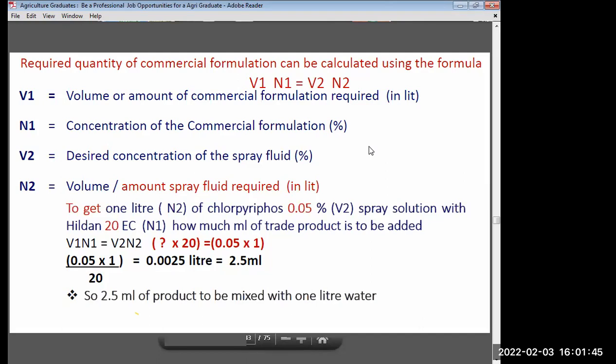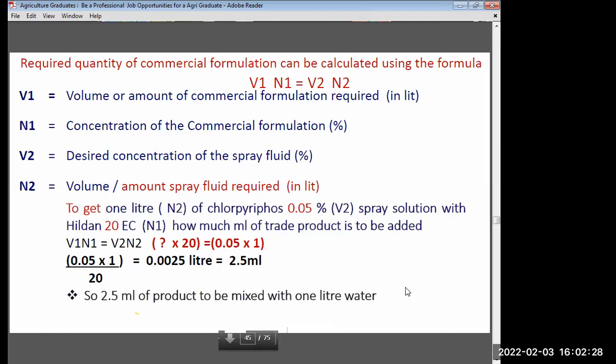Suppose for 1 liter, we see how much is needed. 1 liter, so 0.05 into 1 divided by 20 gives 0.025 liter. 0.025 liter is equal to 2.5 ml. So 2.5 ml of product can be mixed with 1 liter. For 200 liters of spray fluid, for our 1 acre, 200 into 2.5 ml is 500 ml. Suppose you are having 3 acres of rice crop, 3 into 500, that is 1.5 liter of chemical.